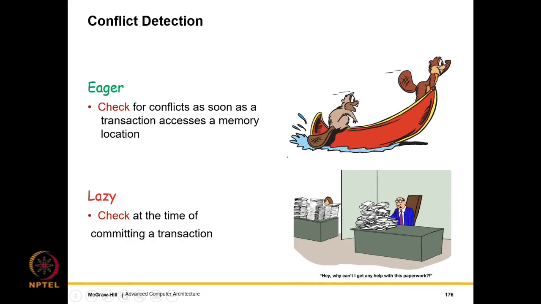So let us now come to conflict detection. Here also we can either be eager or lazy. Looking at eager, as you can see, we check for conflicts as soon as a transaction accesses a memory location. This does increase our overheads quite substantially, because every single access now has to be burdened with checking for conflicts. We can take a lazy approach, where this checking is done at the time of committing a transaction.